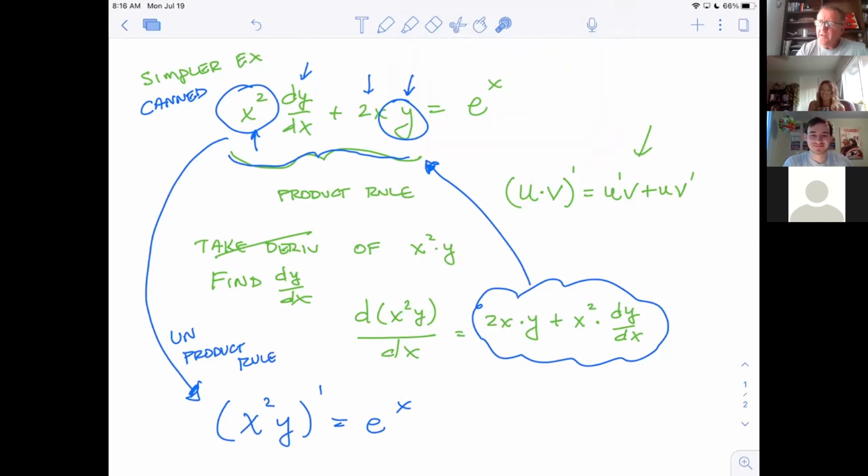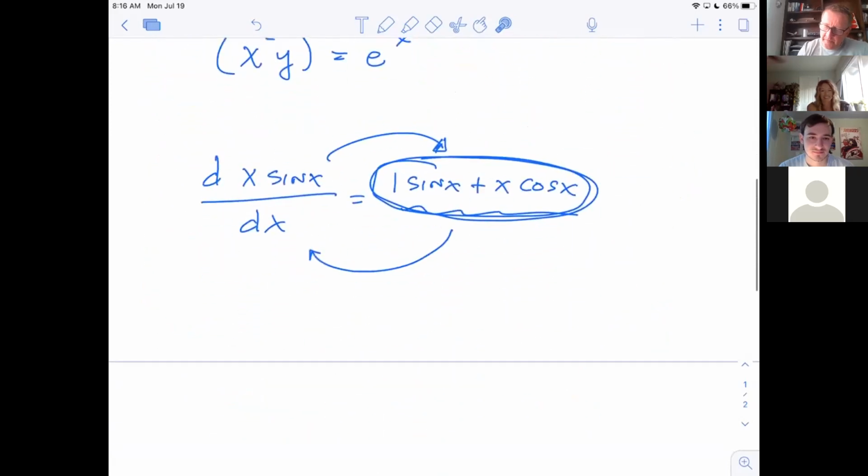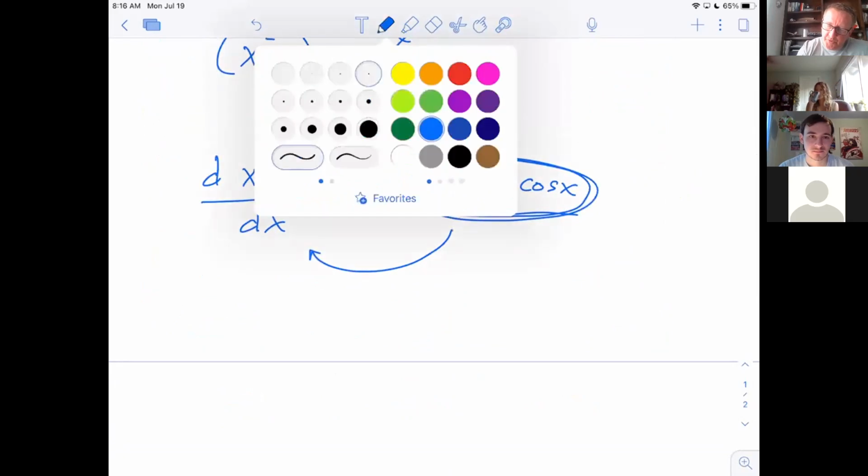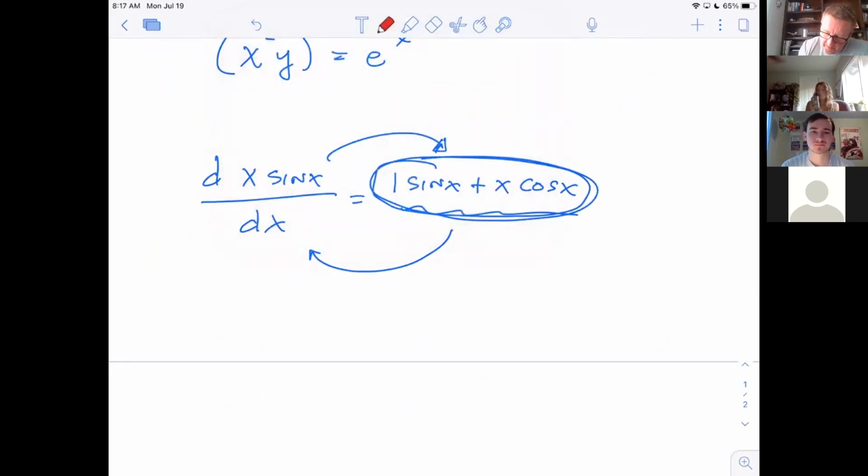Good. That's exactly what I want you to do. Don't just sit there thinking everybody else gets this and I don't. I want you all to have time to process. Thank you. Let's do one other kind of example. Would you agree this is also the product rule?